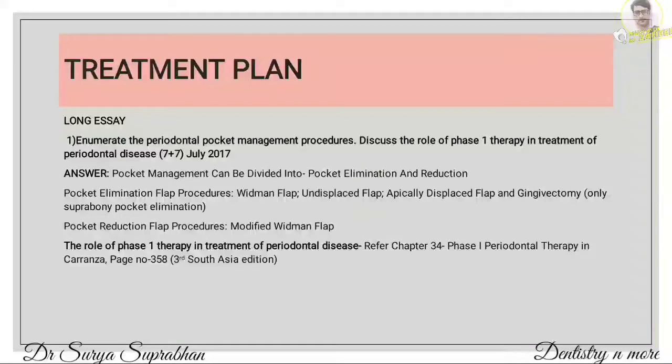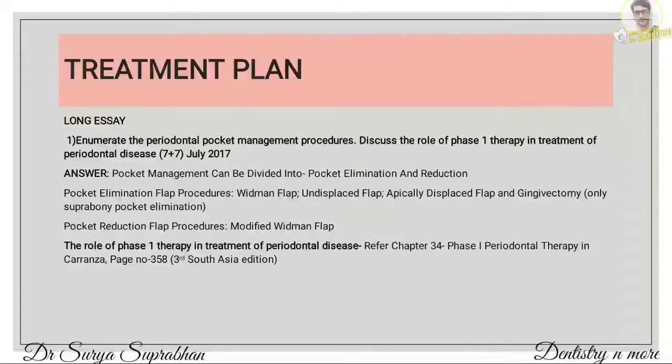So make sure you write original Widman flap under pocket elimination flap procedure and modified Widman flap under pocket reduction flap procedure. So once you have enlisted this, you have to write the second part of the question, that is discuss the role of phase 1 therapy in treatment of periodontal disease.